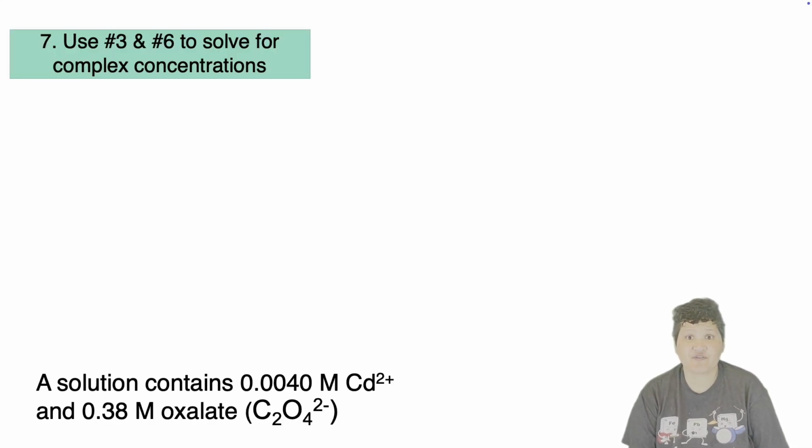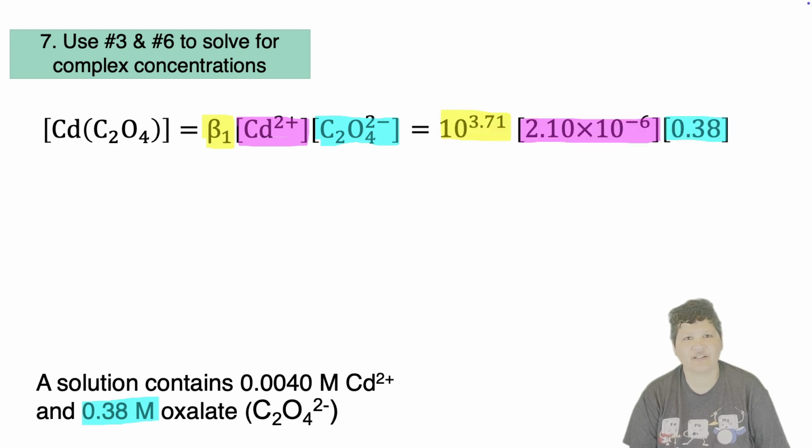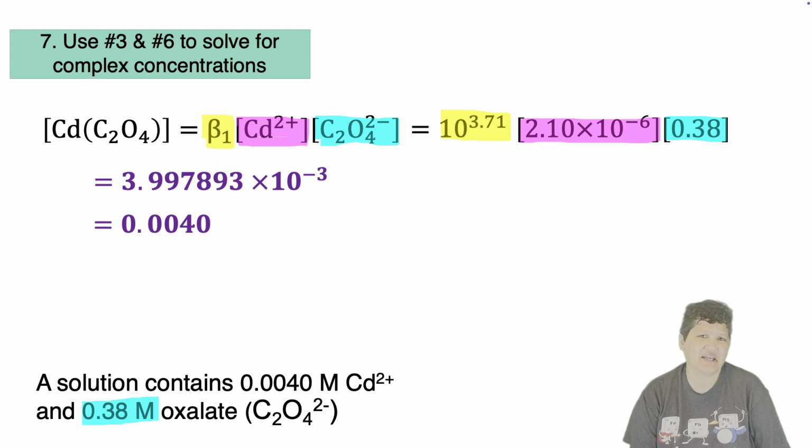The last step involves solving for the concentration of the cadmium-oxalate complex. In step 3 of the process, we found the expression that will help us do that, and at this point we should have all the numbers we need. We have our beta value from the table of complex formation constants, we have our concentration of free cadmium, which we found in the previous step, and we have our concentration of oxalate, which was given as part of the original problem. Plug those numbers into a calculator and you'll get this answer. But if you round to the correct number of sig figs, you'll see that basically all of our cadmium has ended up in the complexed form.